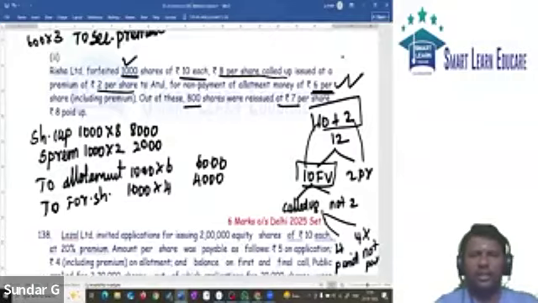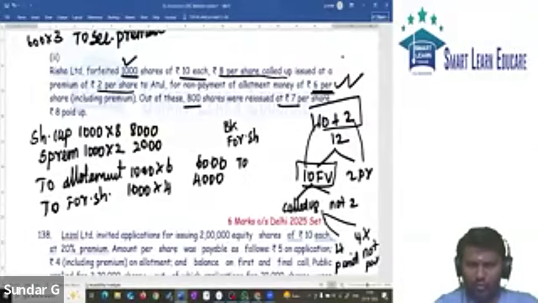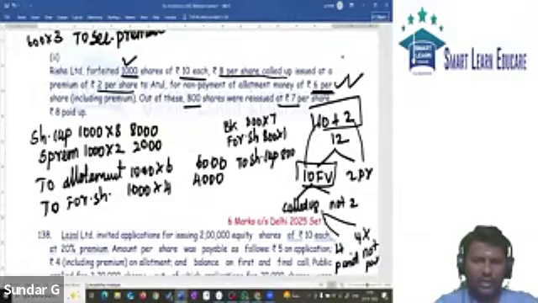Next. So 1,000 shares forfeited. How many shares reissued? 800 shares. What is the entry for reissue? Bank account debit, forfeited shares account debit, to share capital. 800 into 8, 6,400. 800 into 7, 5,600. 800 into 1, 800.